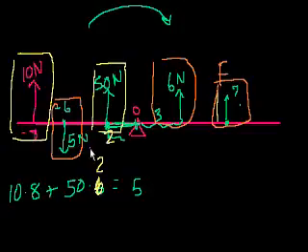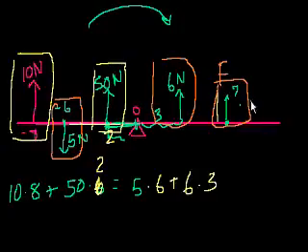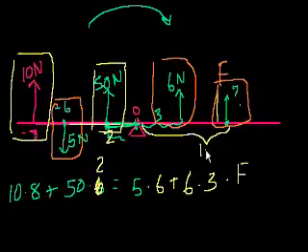So the clockwise moments is 5 newtons times 6, right? Its distance is 6, and it's 5 newtons going in the clockwise direction. And then we have plus 6 newtons times 3. And then we're just assuming, we don't know for sure, our force, and let's say we're applying the force at 10 meters away from our fulcrum. I should have told you ahead of time so you could do this problem. So force times 10.